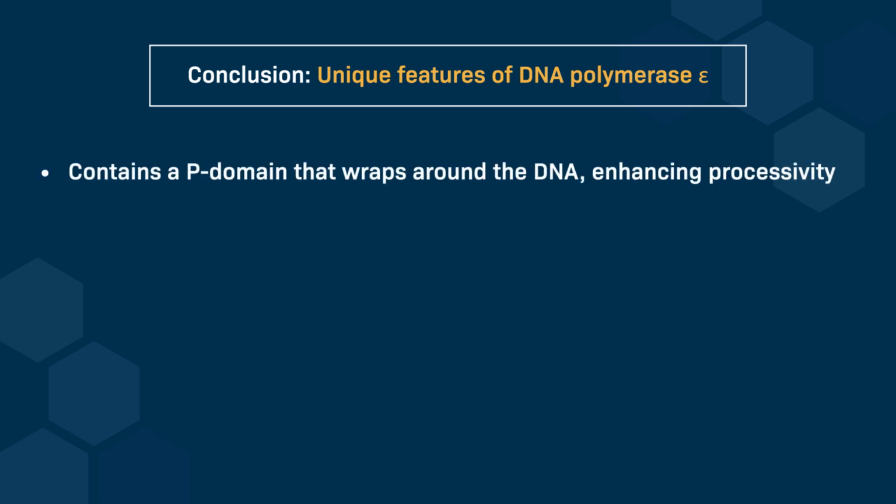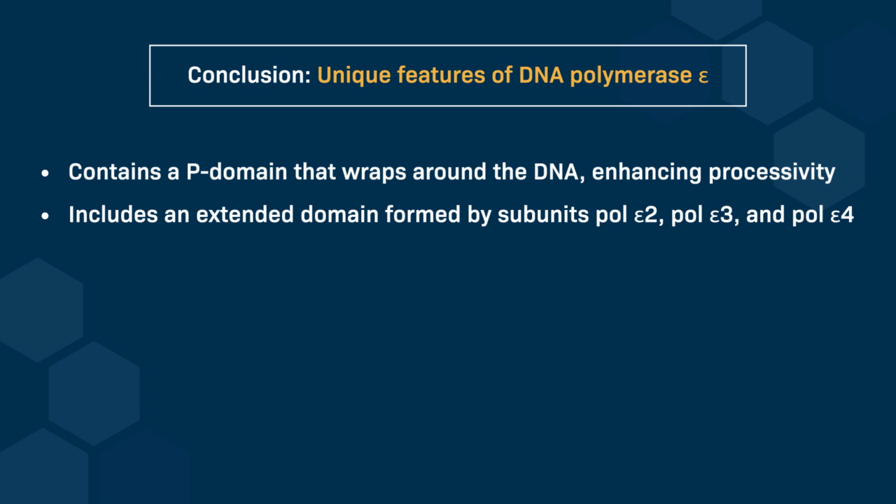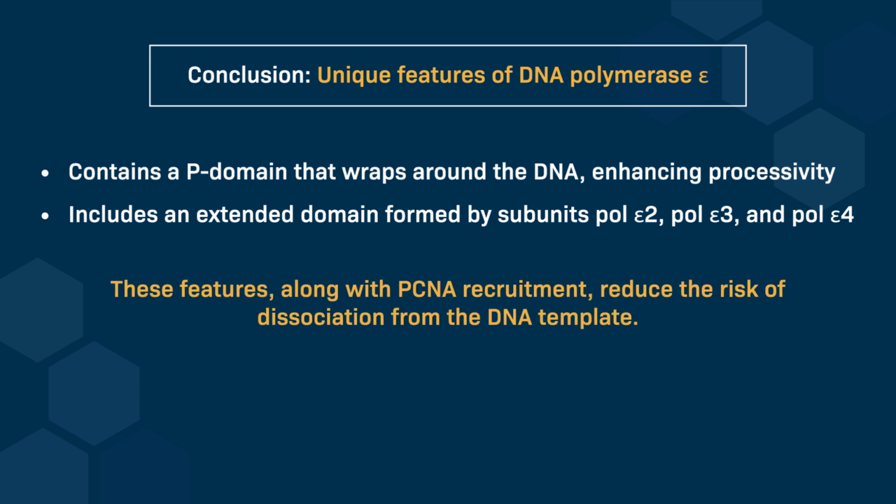Additionally, DNA polymerase epsilon has unique features that further enhance its processivity, including a P domain that wraps around the DNA and an extended domain formed by subunits Pol epsilon 2, Pol epsilon 3, and Pol epsilon 4. These features, along with the recruitment of PCNA, significantly reduce the risk of the polymerase dissociating from the DNA template, which ensures efficient and accurate DNA replication.